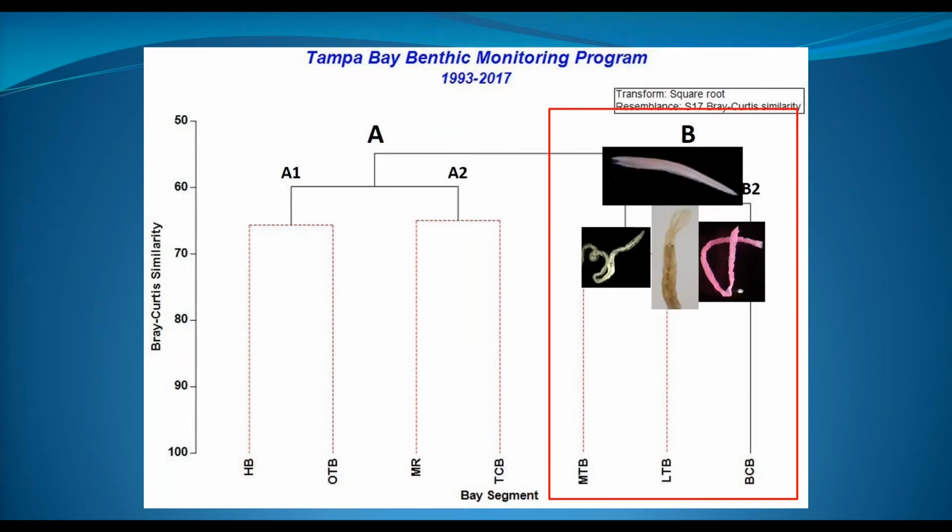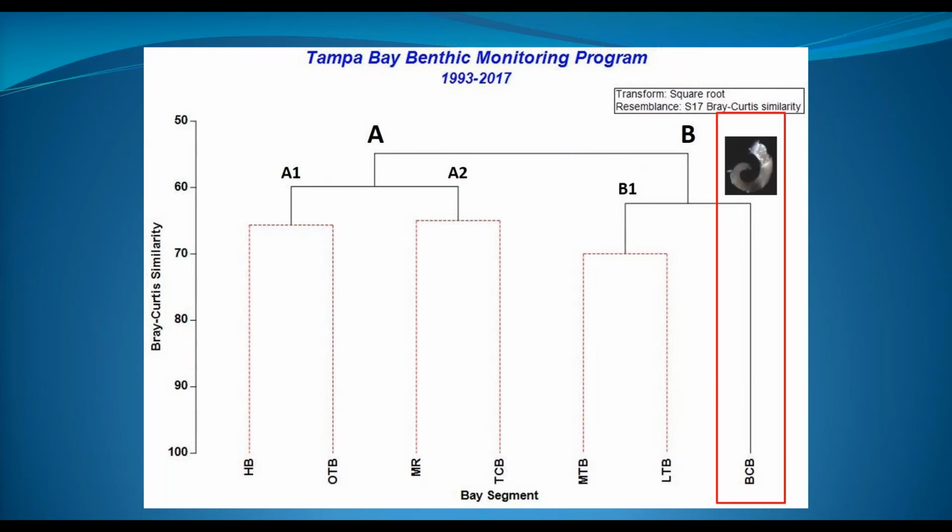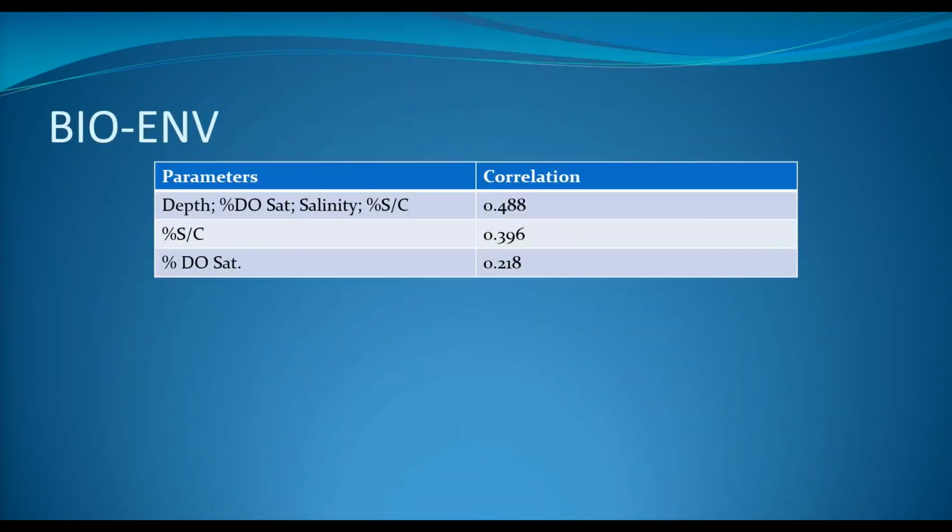And then the lower portion of the bay, Middle Tampa Bay, Lower Tampa Bay, and Boca Ciega Bay, grouped together largely by the presence of Branchiostoma, as well as a couple other annelids. And in particular, Middle Tampa Bay and Lower Tampa Bay were grouped together by Branchiostoma and Caecum, and Boca Ciega Bay kind of stood out on its own. It was dominated by sporobid polychaetes, which are associated with Thalassia seagrass.